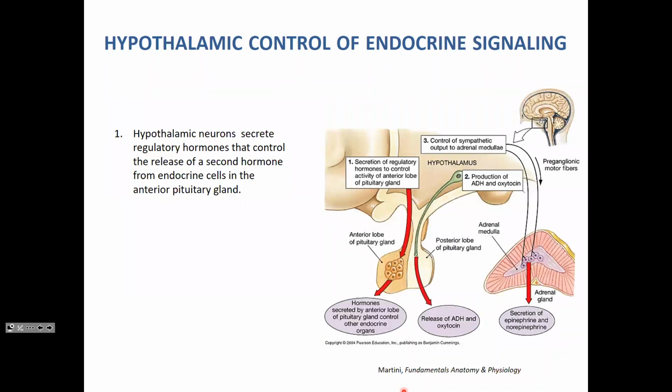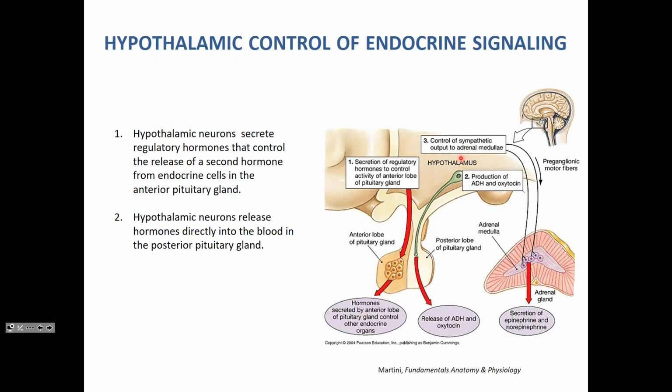In this cartoon, I'm showing you the 3 different ways the hypothalamus controls endocrine signaling. At first, step 1, it's going to release either releasing hormones or inhibitory hormones which act on another cell type in the anterior pituitary to release a second hormone that regulates cell function.